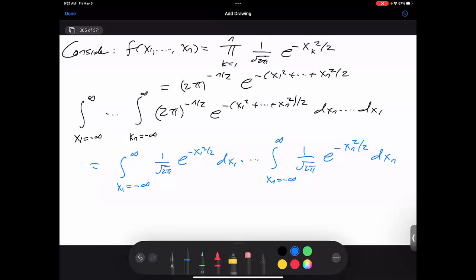What does the first integral equal? So we're integrating from negative infinity to infinity, 1 over square root of 2 pi, e to the negative x1 squared over 2 dx1. What does that integral equal? 1. This is just the Gaussian integral. Each one of them is equal to 1. So the final answer is 1. So if I just integrate this function, I just get 1.